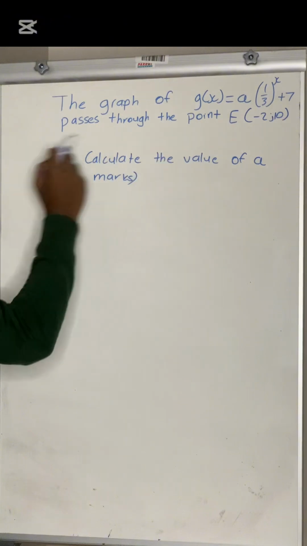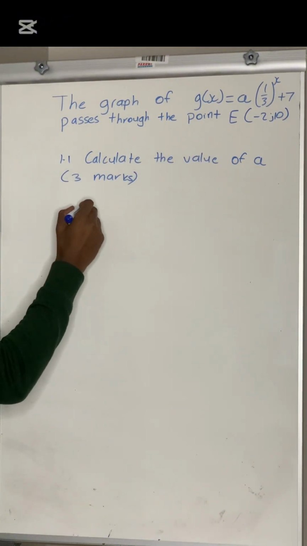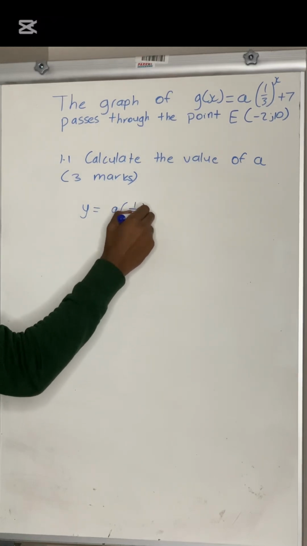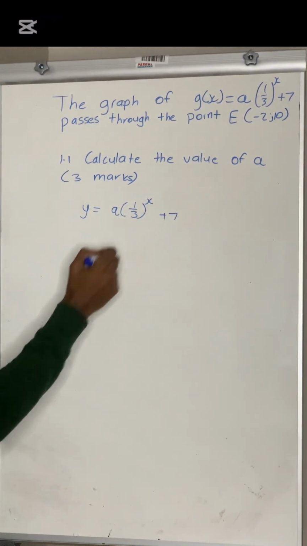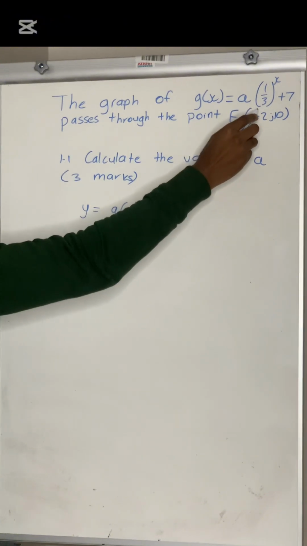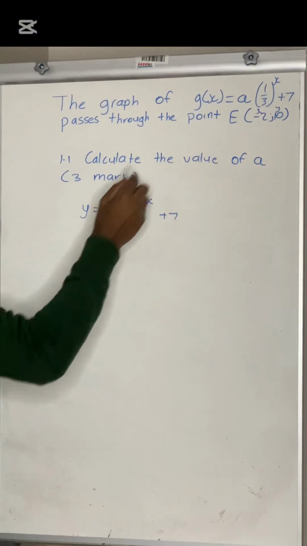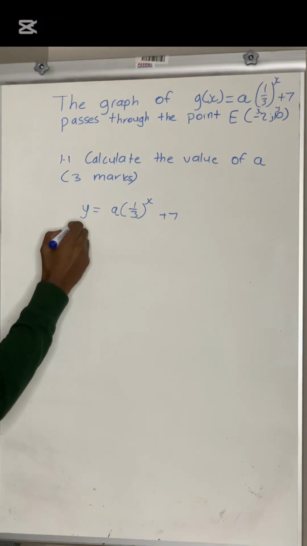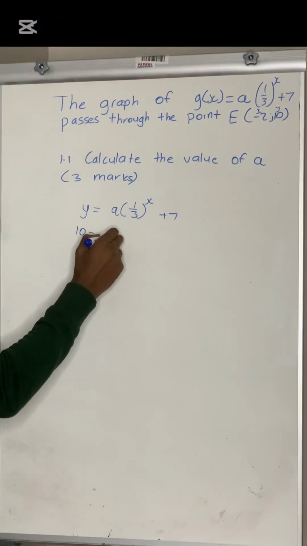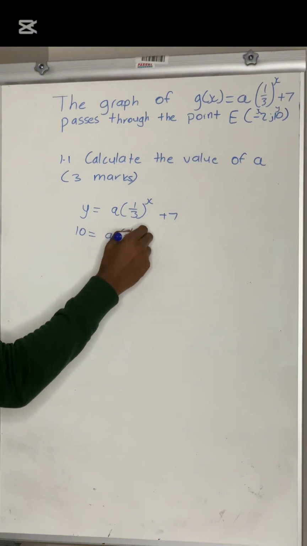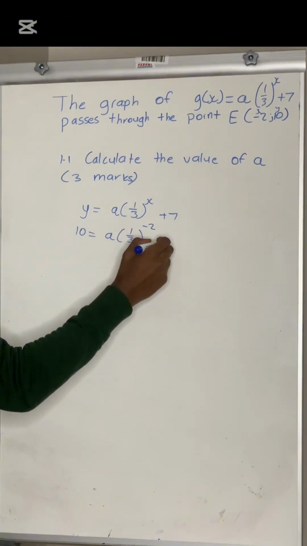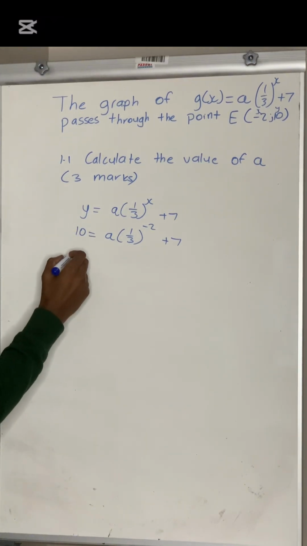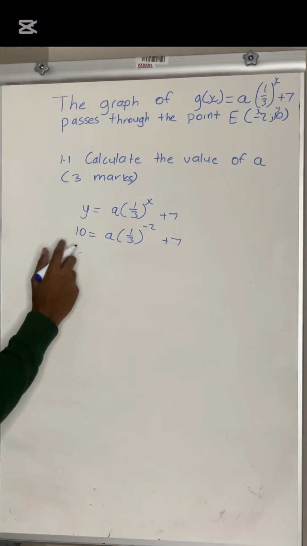So we can just simply say y is equal to a into (1/3)^x + 7. Now -2 is the x coordinate, 10 is the y coordinate. So whenever you see x, you can substitute -2, and where there's a y, substitute 10. So 10 is equal to a into (1/3)^(-2) + 7. Then it's going to be 10 minus 7, which is 3.